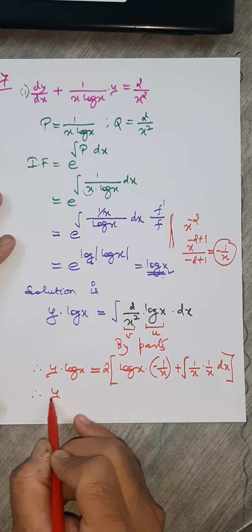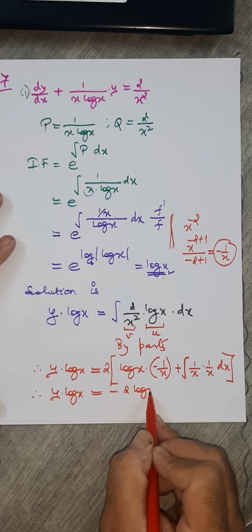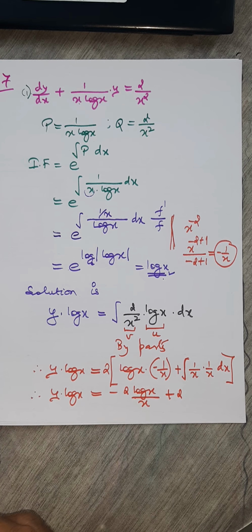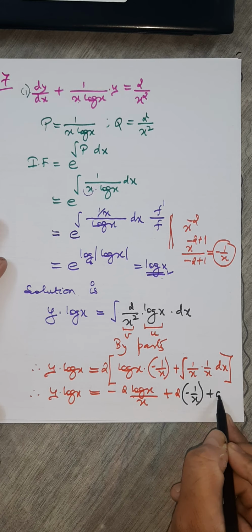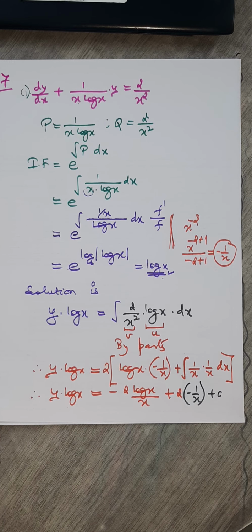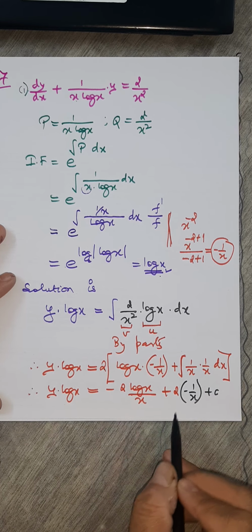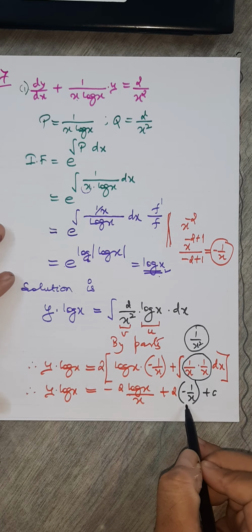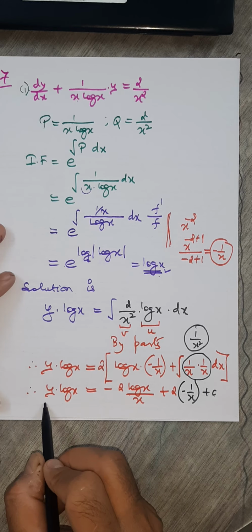And therefore now y into log x equals to minus 2 times log x upon x. This 2 will go inside. This is 1 by x square. As you have written here, this is minus 1 upon x plus c, remember. Right? Just look at the expression carefully. 2 will go inside, so 2 log x by x. Here this is nothing but 1 by x square. And what is the integral of 1 by x square? Minus 1 by x, remember. Plus c. C is the constant of the integration.